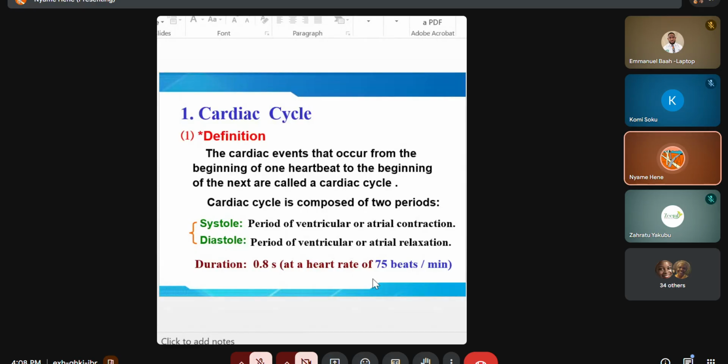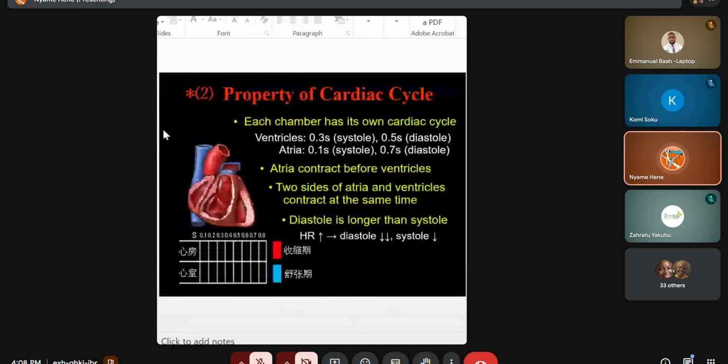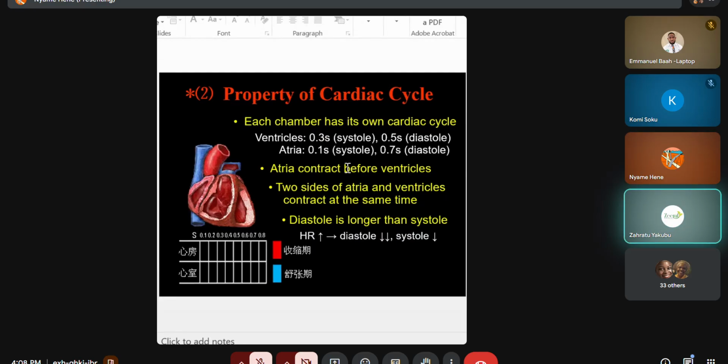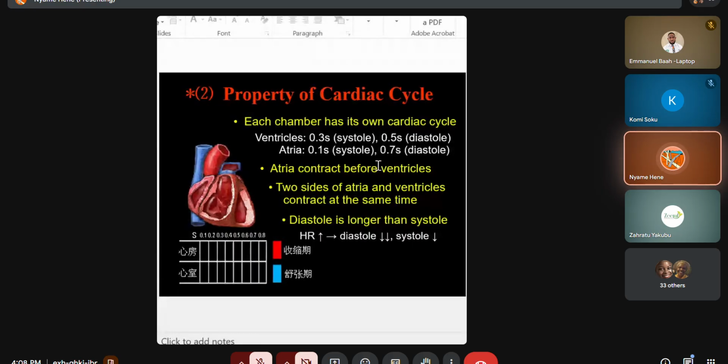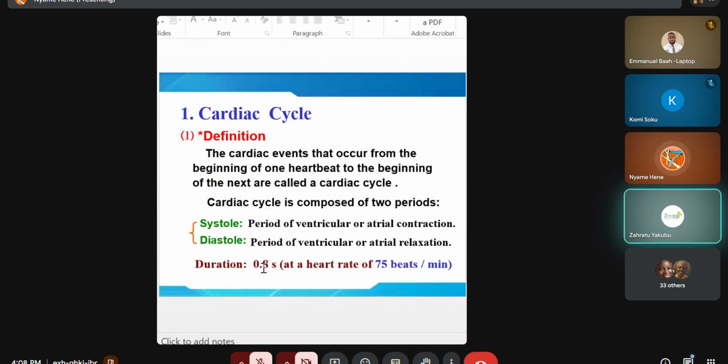The heart beats what? The cardiac cycle duration is 8 seconds at a heart rate of what? 70 beats per minute on average. Yes. So if you want to know cardiac output, it's going to be this one.